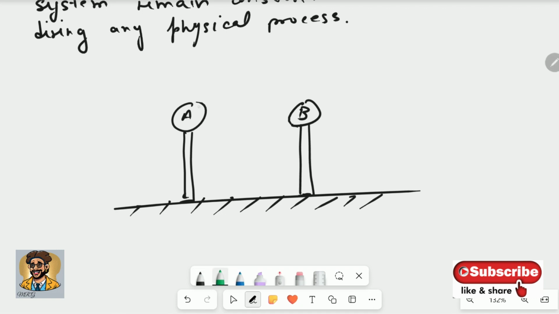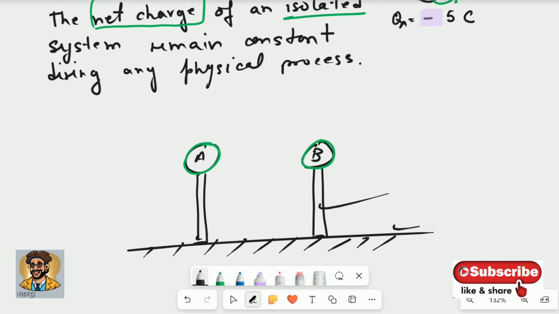That makes the system closed. I'm only bothered about the spheres. I don't care about the ground. I don't care about the stand. That is not part of the system. That makes the system isolated. Do you understand? So me, as the person studying the physics here, I select the two spheres A and B to be my system. Anything else is out of the system. There will be people working with those spheres, studying, but they are not part of the system. They are external factors.